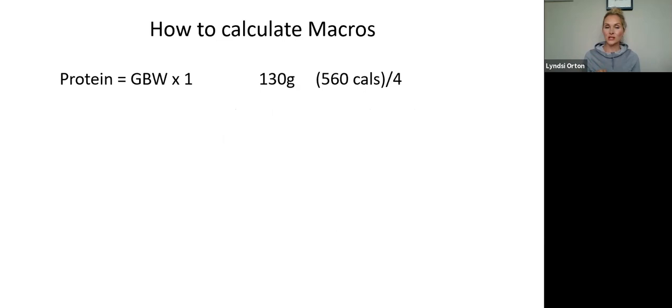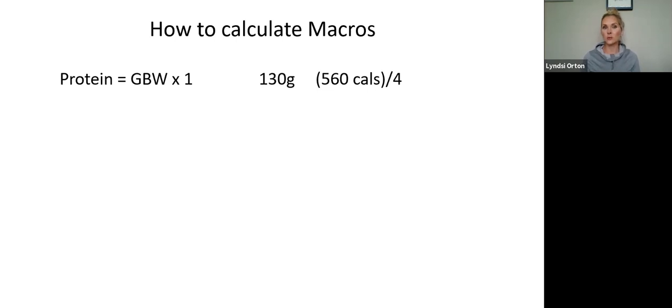So the first thing you're going to do is take your goal body weight and multiply it by 130 grams. You might be like, oh my gosh, that is a lot of protein. And for some of you, yes, it is. I will retract back a little bit too. If you're someone who has, like, 160 as your goal body weight, 160 grams of protein might be too much.